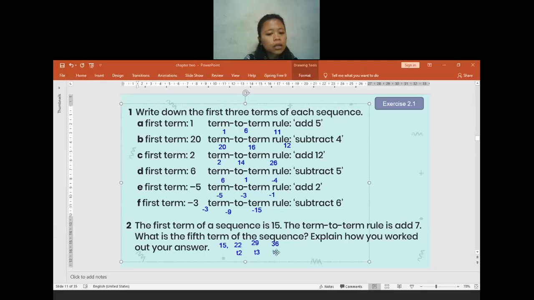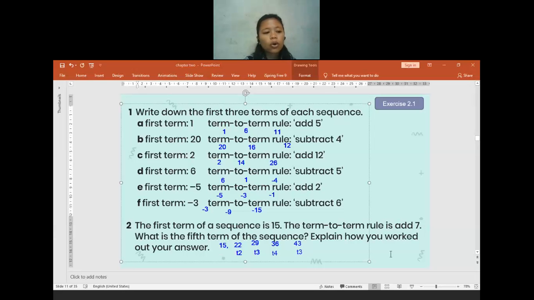And then after 36, what number will it be? Is it 42? Are you sure? Or maybe I made a wrong calculation. I don't think it is 42. Yeah, it will be 43, right? Okay, yes. The 43 will be the fifth term.